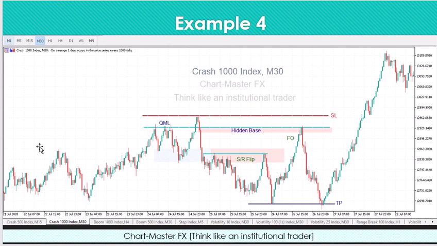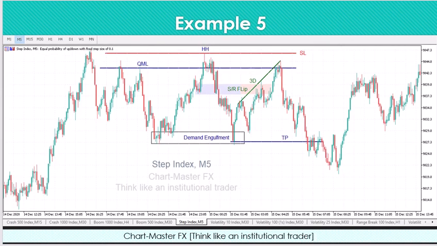So we go to example number 5. On example number 5 here, we can see that we have a Quasimodo level here, and we have a low, and the price was able to create a new higher high. So when the price created a new higher high, as the price was dropping down, you can see that this low was engulfed, but the engulfment was insignificant. Even if the engulfment is insignificant, we consider it as a valid engulfment.